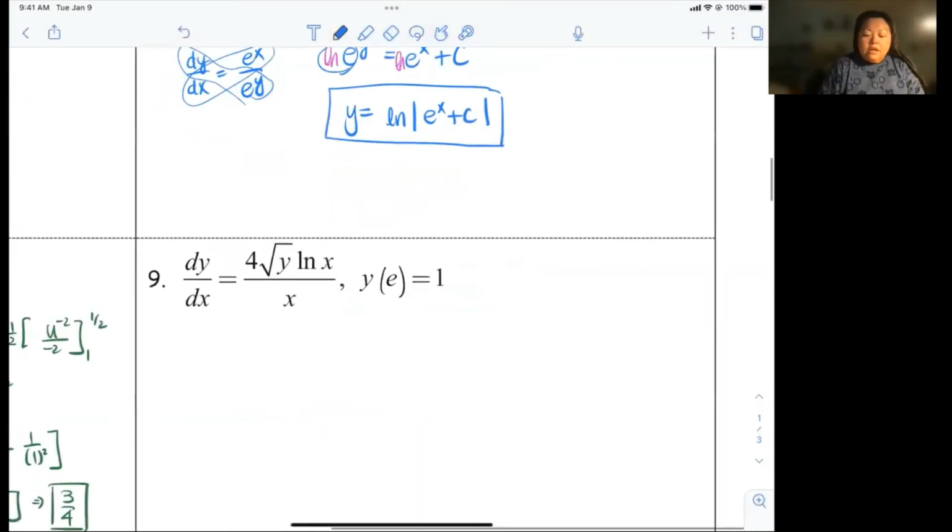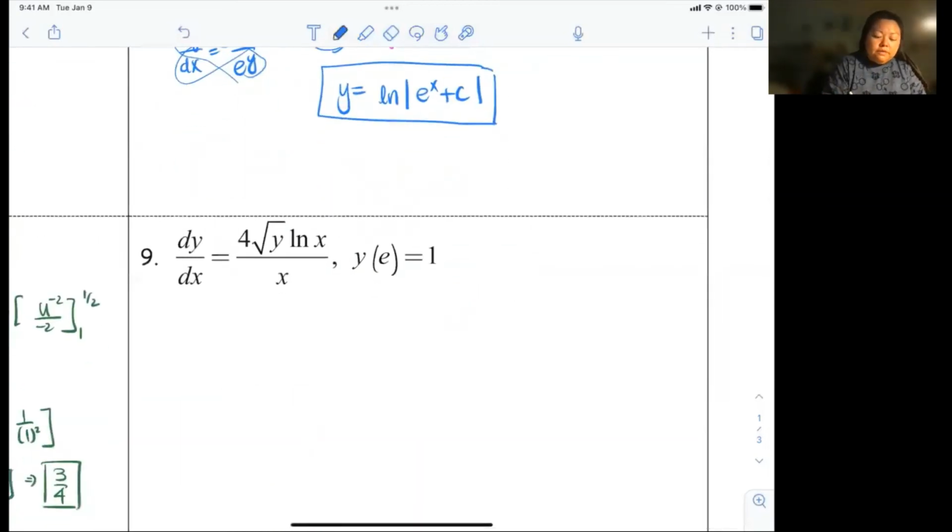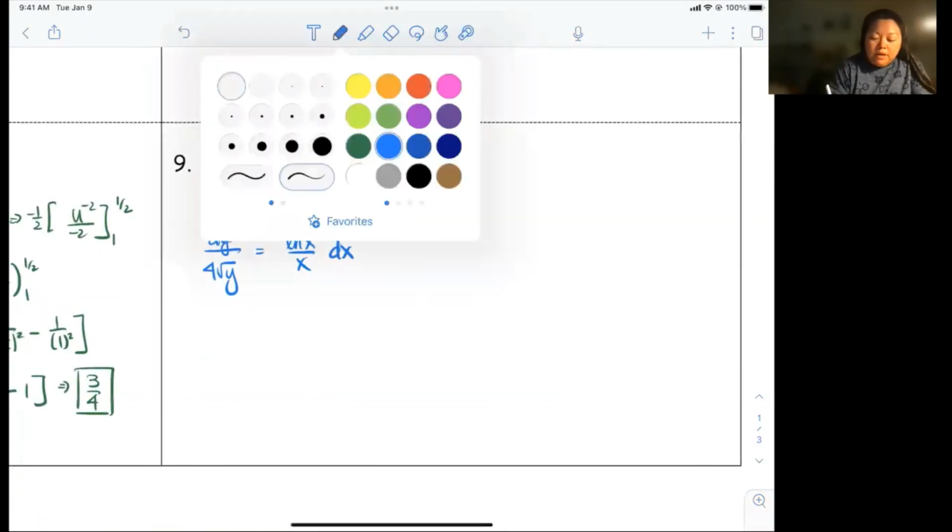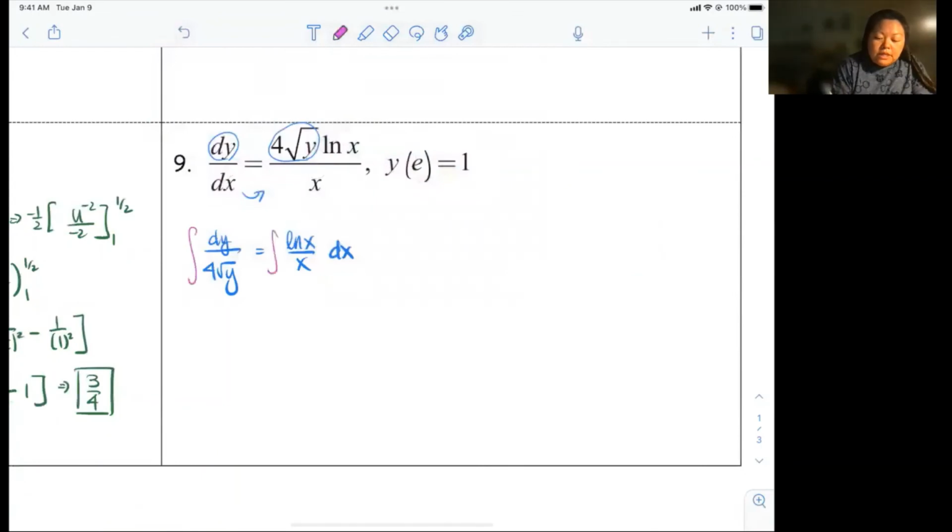All right. So on the same thought here you have dy. I'm going to move the 4 root y to the left-hand side and then multiply the dx over to the right-hand side. So I get dy over 4 root y, because I'm dividing by both of those, equals natural log of x over x dx. Okay, yes, I know taking the antiderivative will help me, but before I officially take the antiderivative, I'm going to rewrite this so it's a little bit doable.